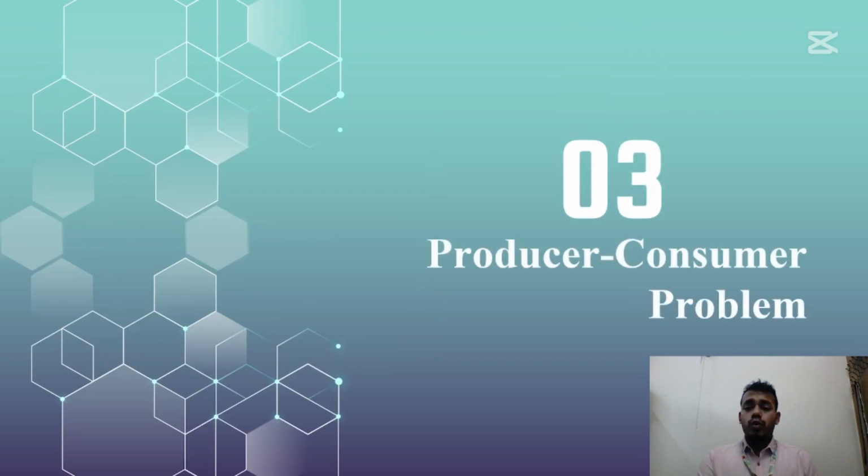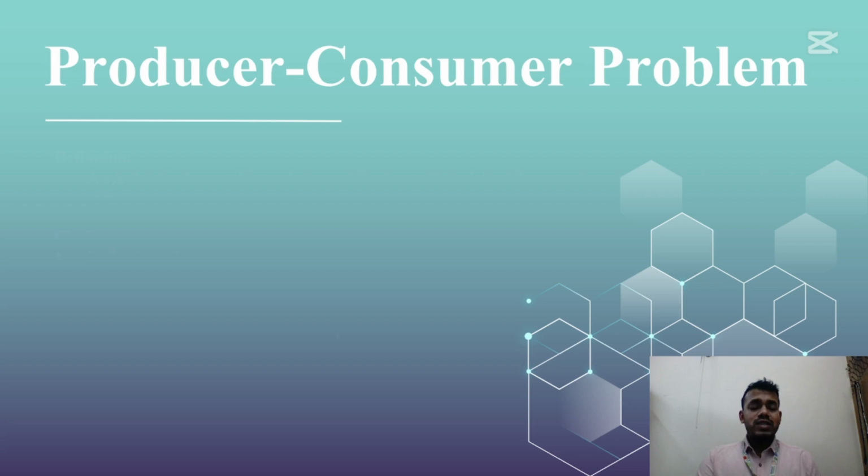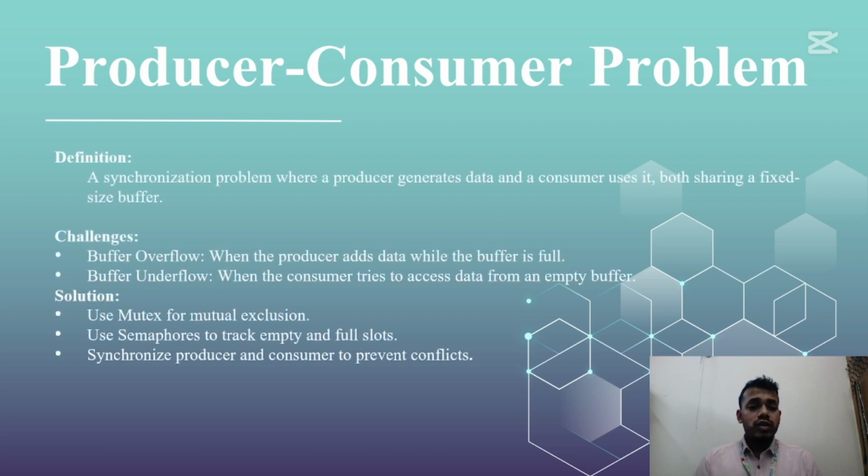Next, we have producer consumer problem. What is producer consumer problem? A producer consumer problem is a synchronization problem where a producer generates data and a consumer uses it, both sharing a fixed size buffer. The challenges of the producer consumer problem are buffer overflow and buffer underflow. What is buffer overflow? Buffer overflow is when the producer adds data while the buffer is full. And what is buffer underflow? When the consumer tries to access data from an empty buffer.